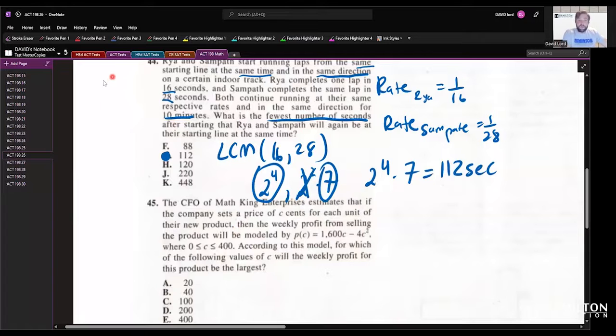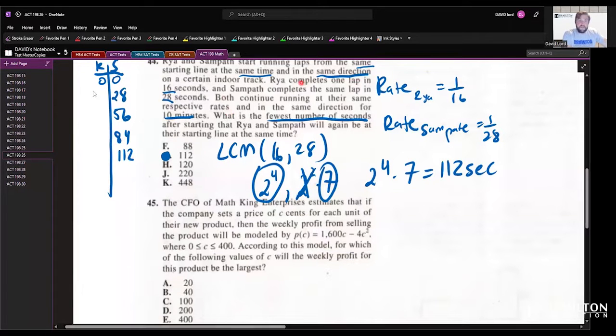Alternatively, though, you could write out a table. So we're going to do Raya and Sampath. And so it's 0, they're at the same spot. And then Sampath goes every 28 seconds. So 28, 56, another 28 there would make it, I think, 84. And another 28 to that would be 112.